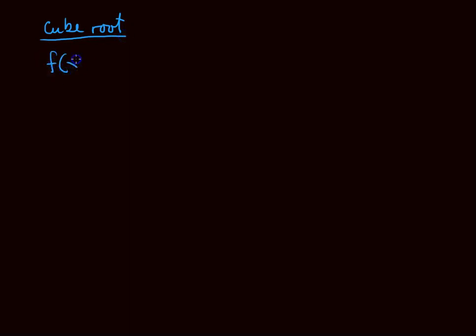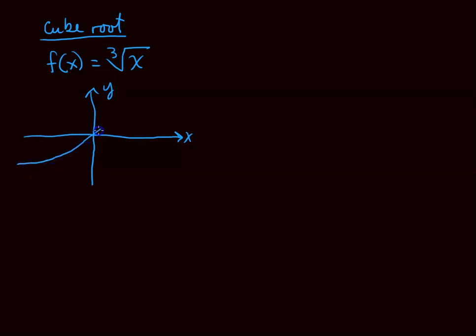F of x equals the cube root of x. Now, this one looks sort of like the cubing function, except it's on its side. So it starts down and ends up, but in a little different way, where the cube function was faster, skinnier, if you want to call it that. This one's spread out more. But still, 0, 0 is the reference point.